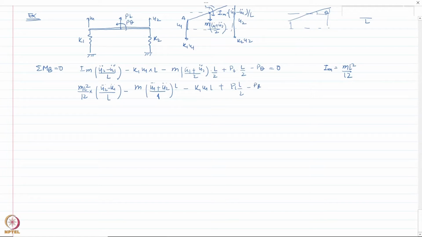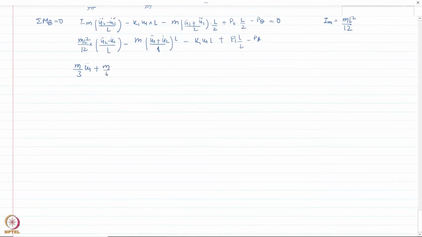So this we can write as m by 3 u1 plus m by 6 times u2, and this plus k1 u1 here, and this is equal to pt by 2 minus p theta by L.